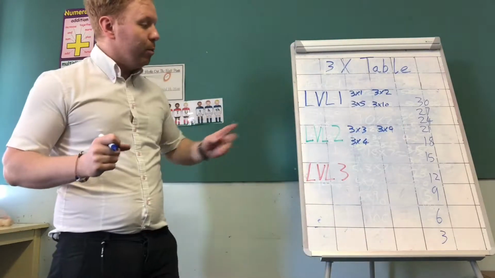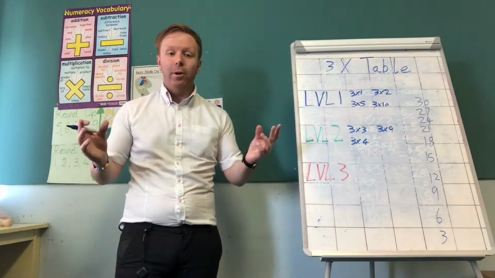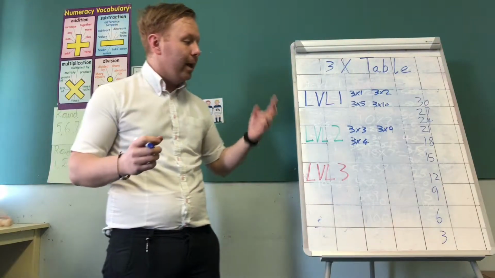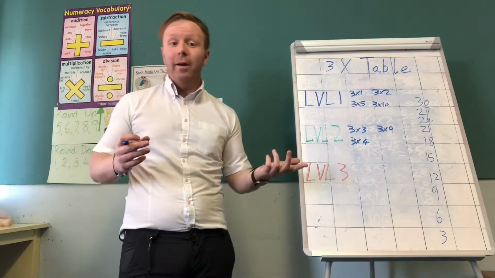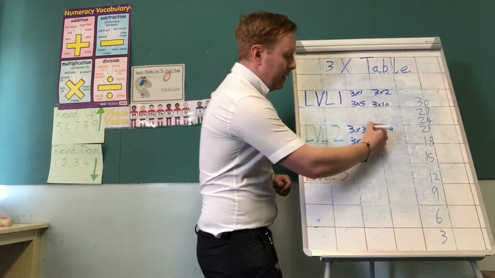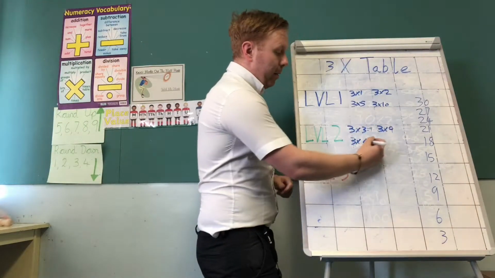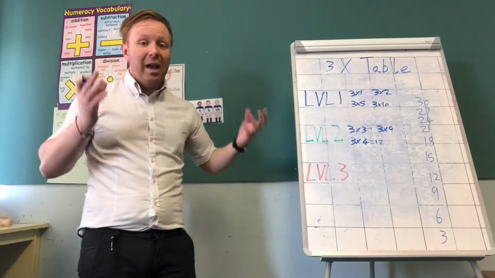Now, there's a good reason why I choose these numbers. 3 times 3 is a special number. It's what we call a square number. When you multiply a number by itself, you create a square number. So 3 times 3, 9, 4 times 4, 16. They're all what we call square numbers. So 3 times 3 is 9. 3 times 4 is the next one up, and it's 12. It's just one of these ones you have to learn.